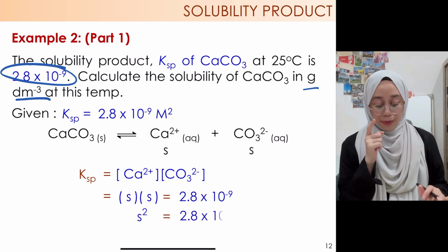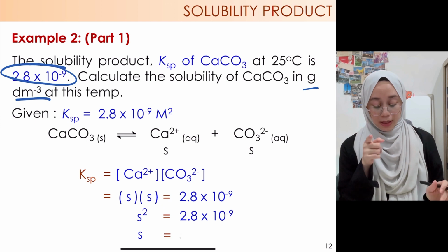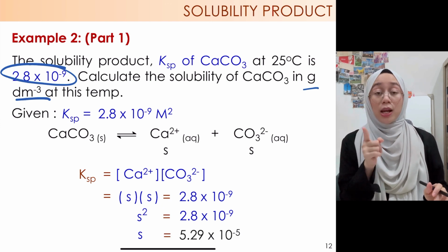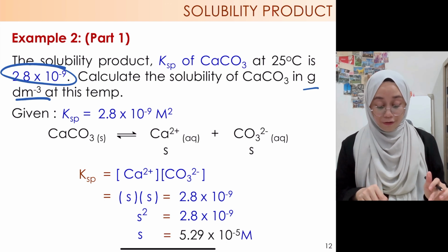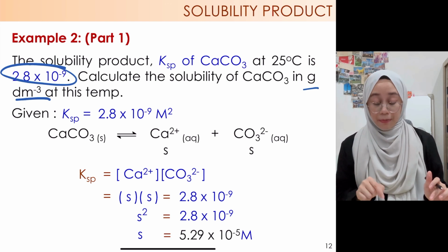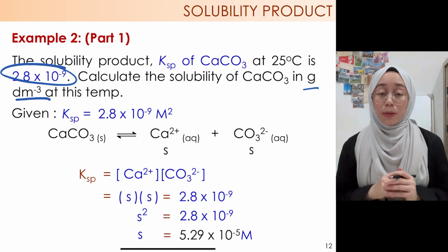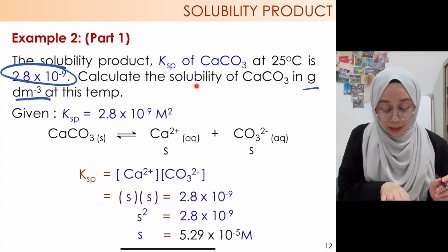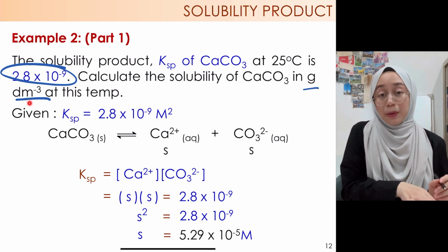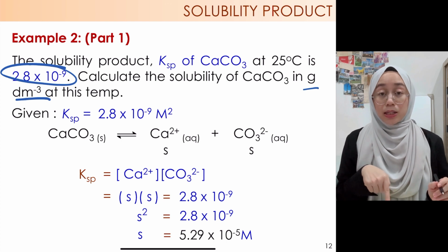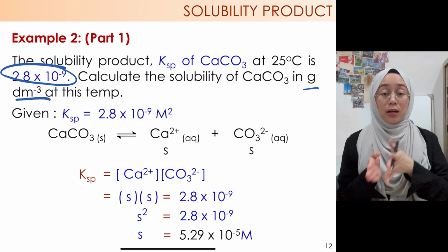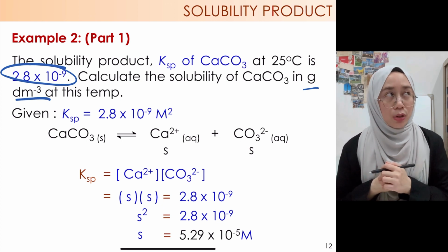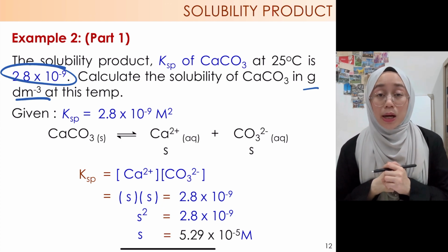S dekat sini. But then class, kena take note, S yang kita ada dekat sini adalah molar solubility. Okay, ini adalah molar solubility with a unit of M dekat sini kelas. Okay, M ataupun mole per decimeter cube. But then the question asks for the solubility yang dalam bentuk gram per decimeter cube. So adakah kerjaan ni dah habis? Belum lagi. So how do we convert molar solubility kepada solubility yang dalam gram per decimeter cube? So kita kena darab dengan molar mass tadi kan.